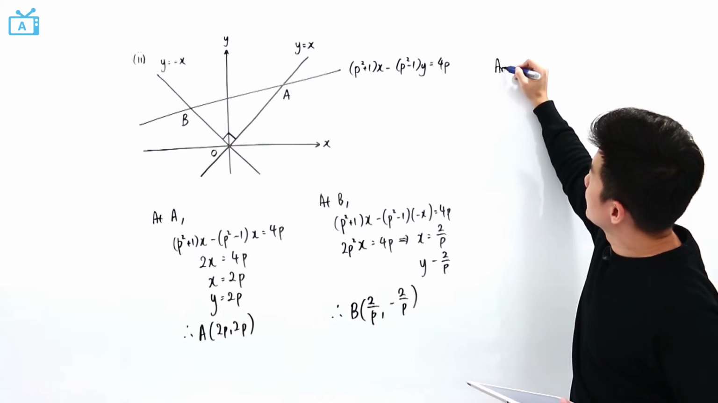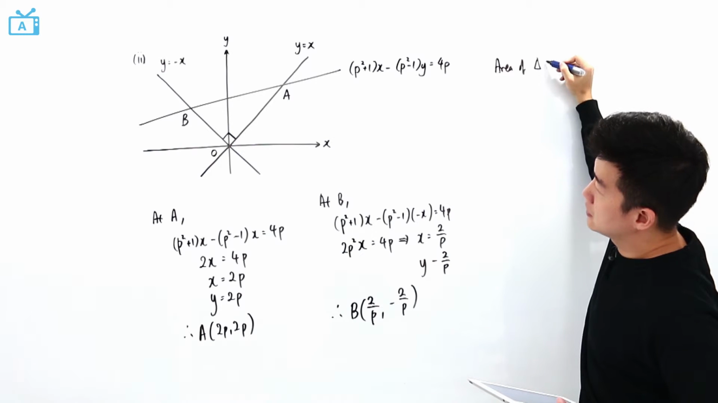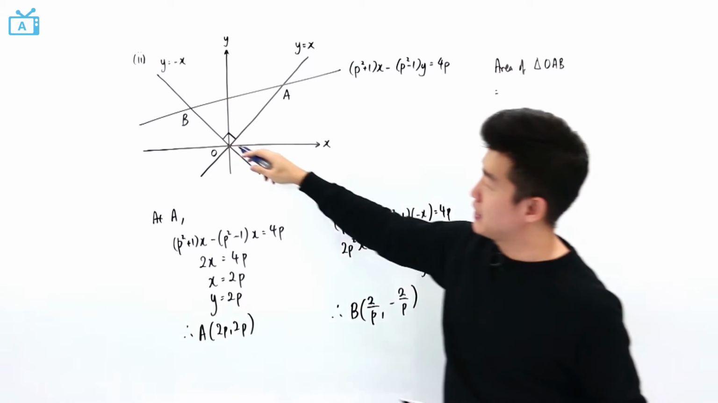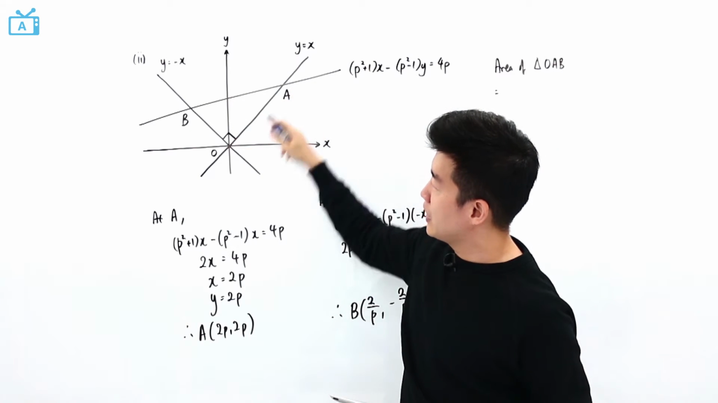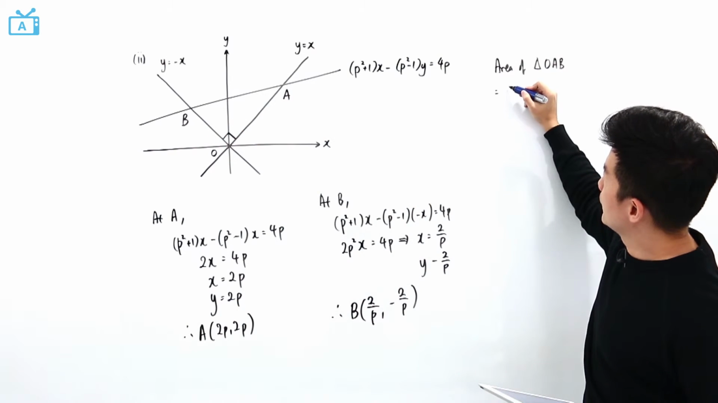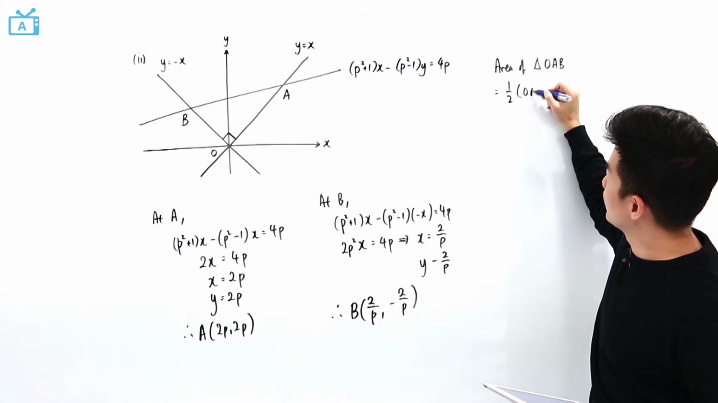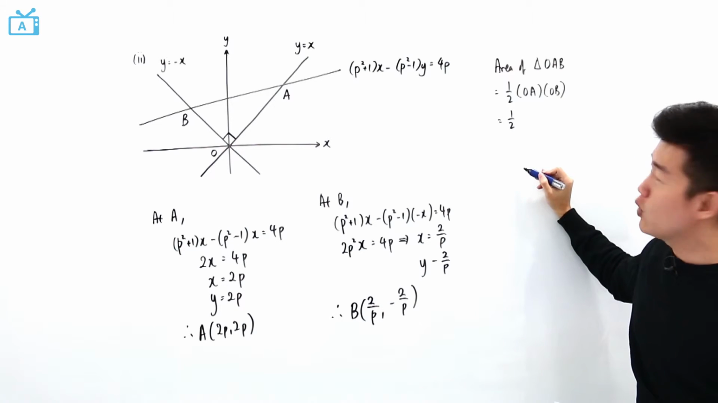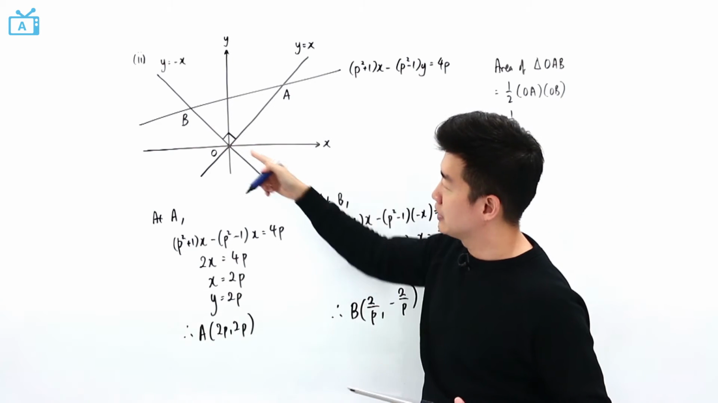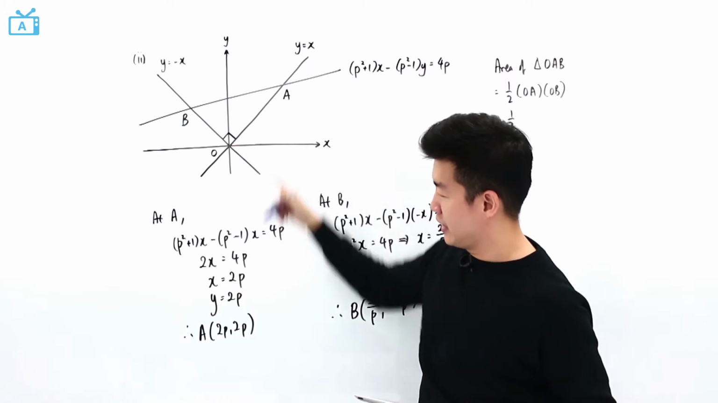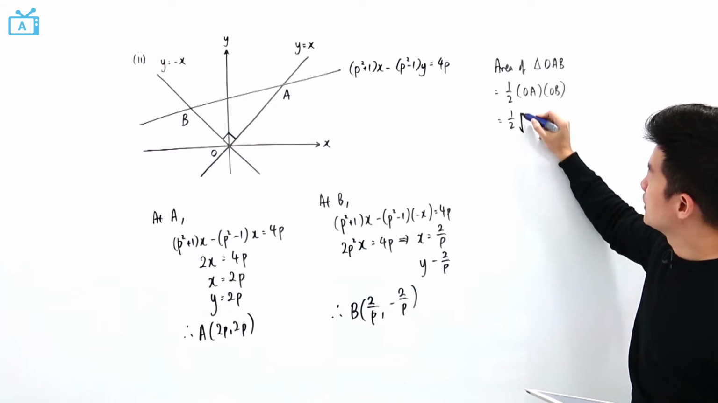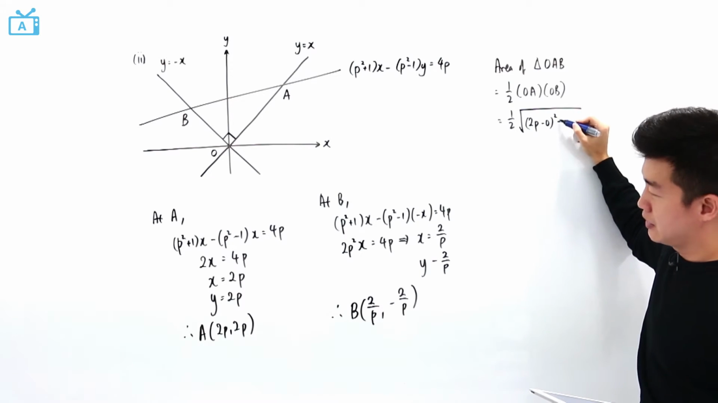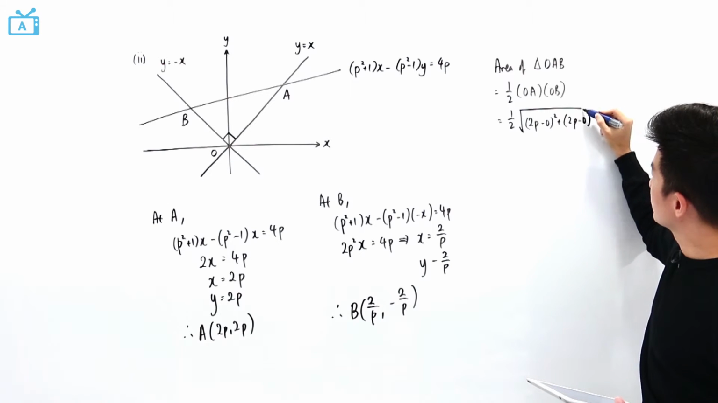Now we can find the area of the triangle OAB. And to do that, it is pretty simple because this is a right angle here. That is why it is just half of OA times OB. So it will be half of OA. For OA, I'm going to make use of the Pythagoras theorem, or the distance between 0, 0 and 2p, 2p. That will be the square root of 2p minus 0 squared plus 2p minus 0 squared.